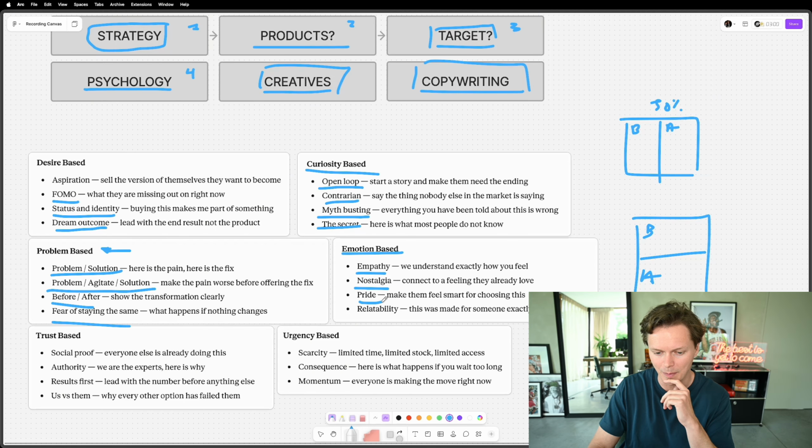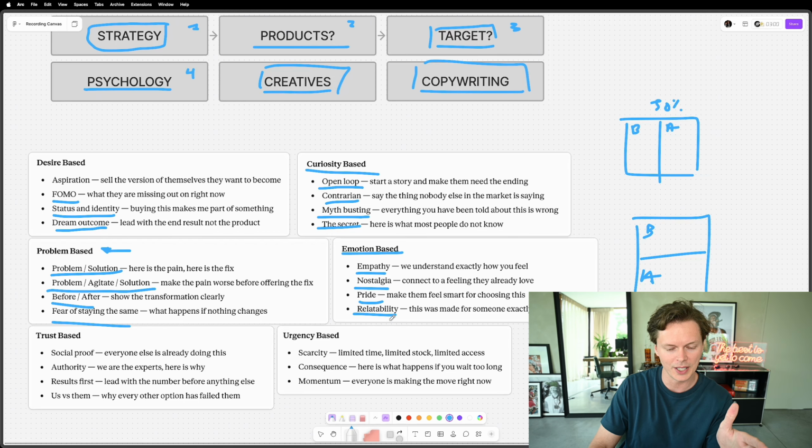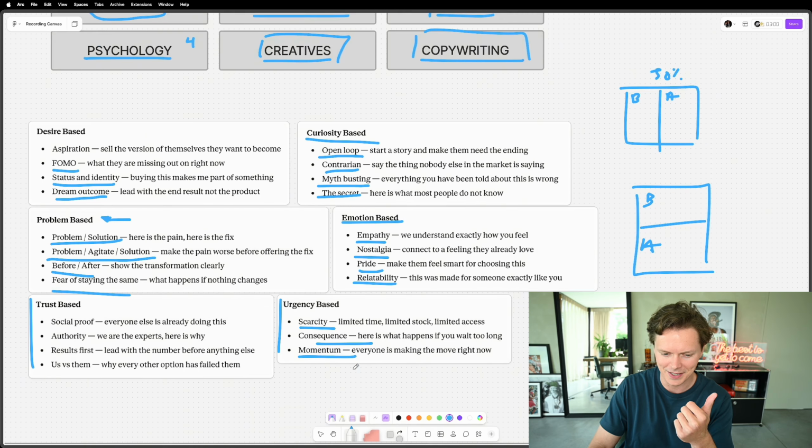Nostalgia, going back, pride, make them feel better, building a community, right? Being part of a community, relatability, right? This mostly plays out in reviews, using review statics, review videos, UGC reviews, UGC testimonials. And then you also have things like trust-based, urgency-based, scarcity, consequences, momentum.